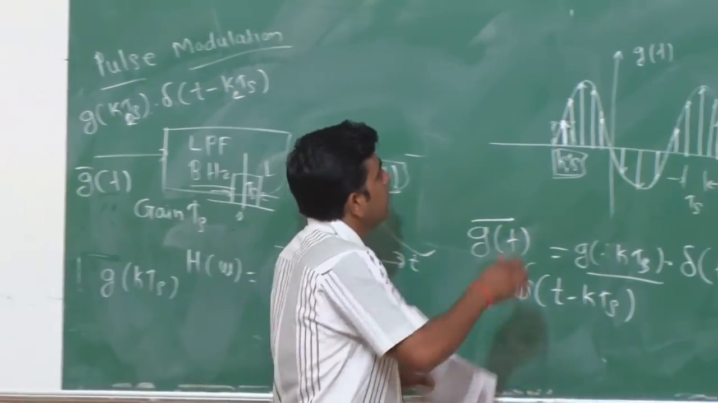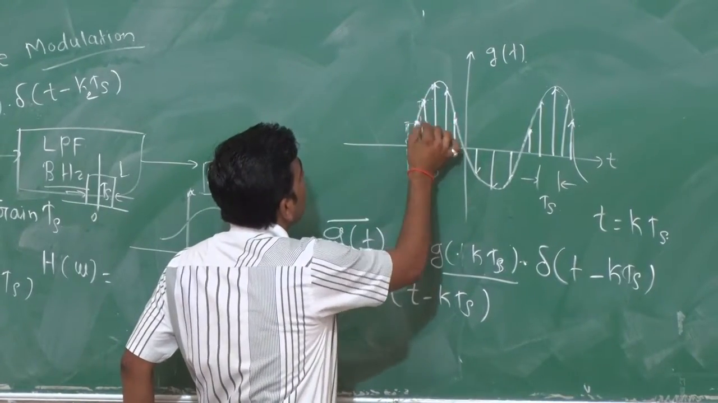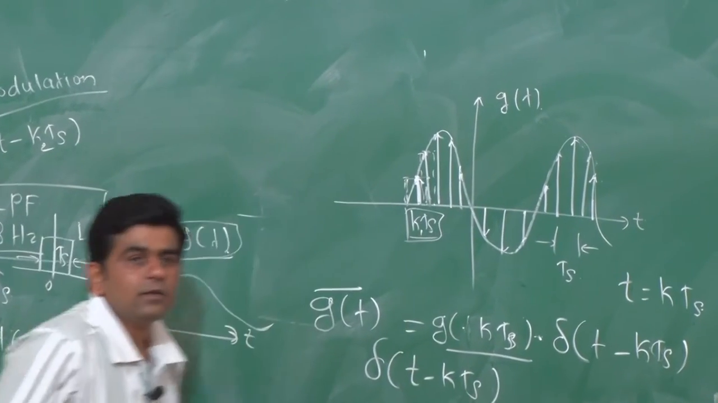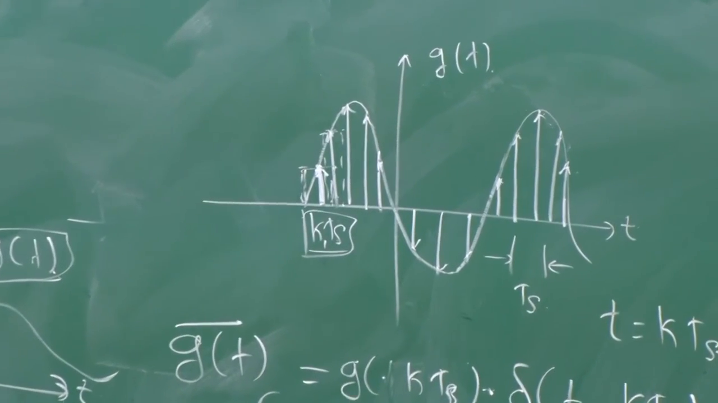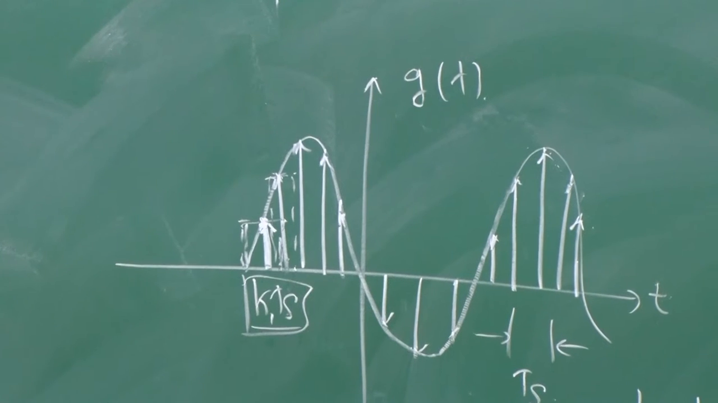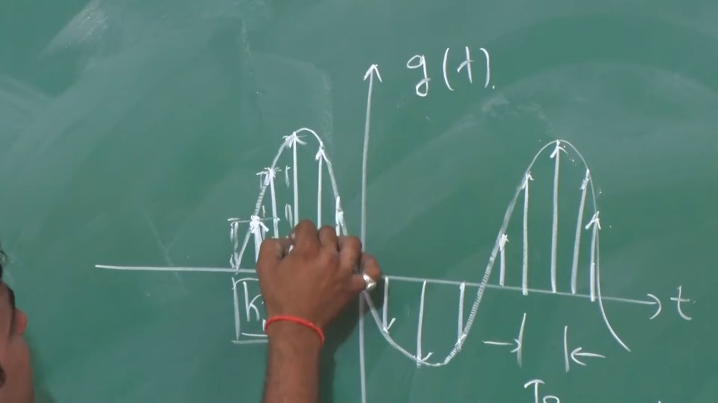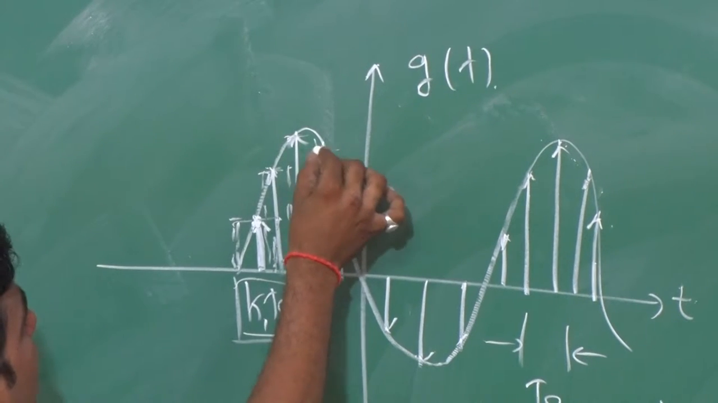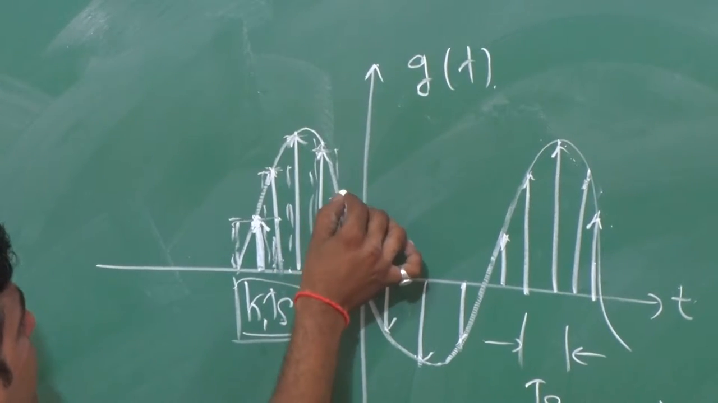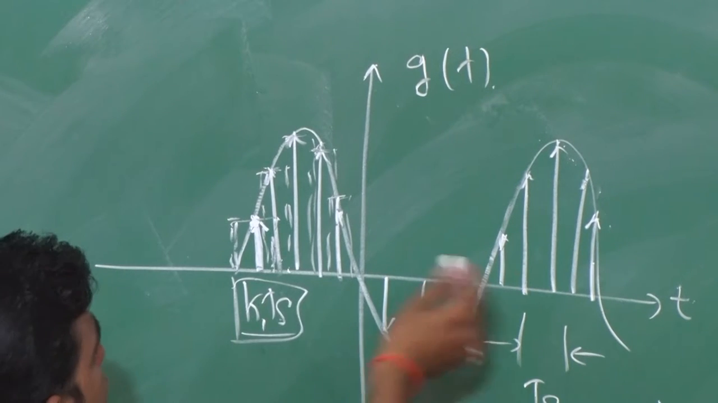Now this sample value gets multiplied with this gate pulse. So here we will get this gate pulse of height equal to the sample value or impulse value. Again, this is true for all these cases, and so on.